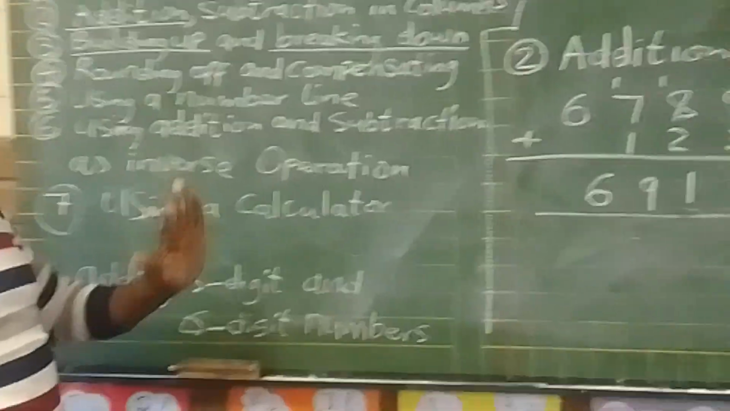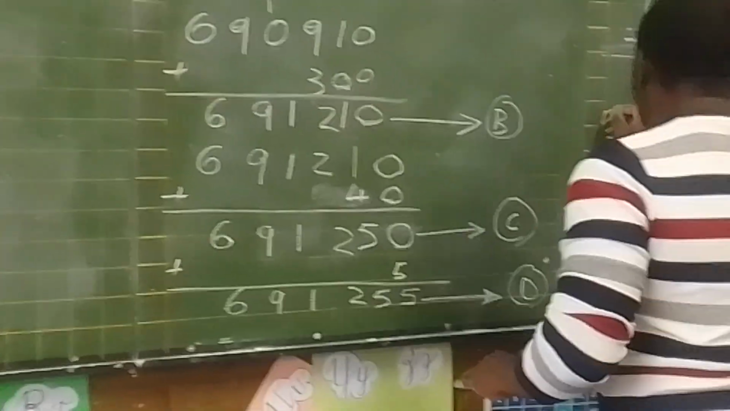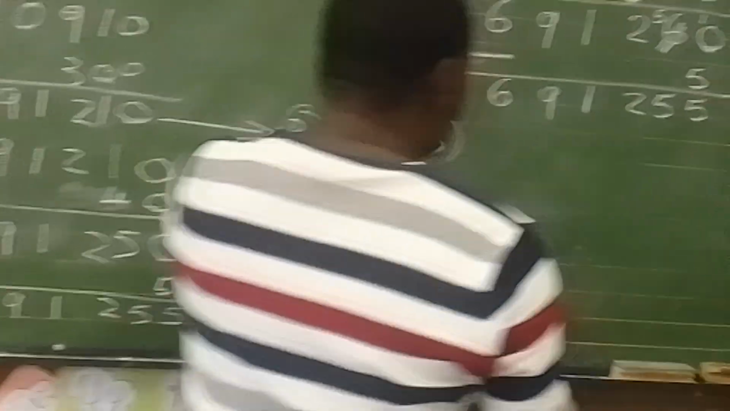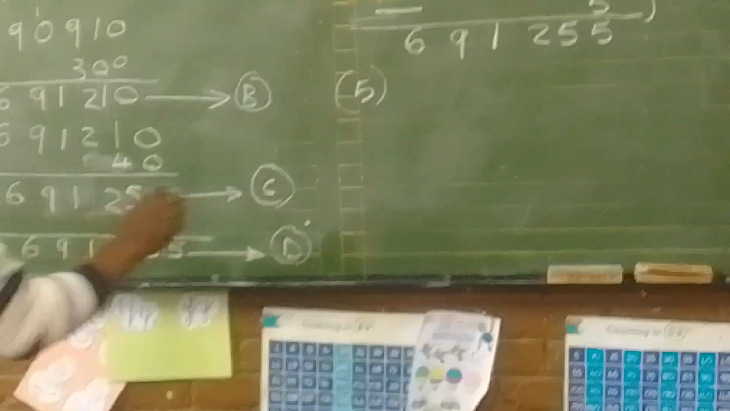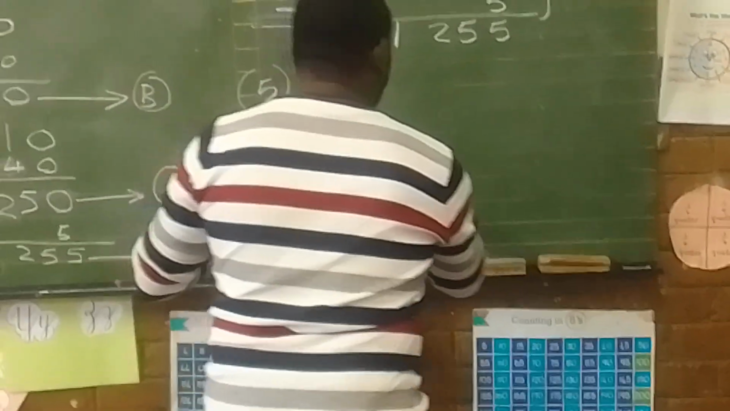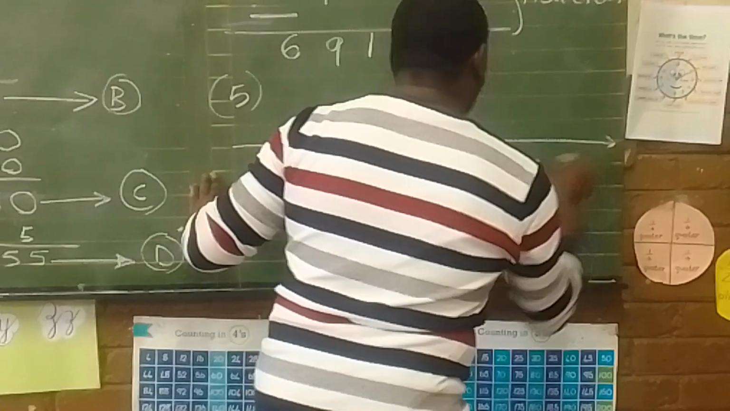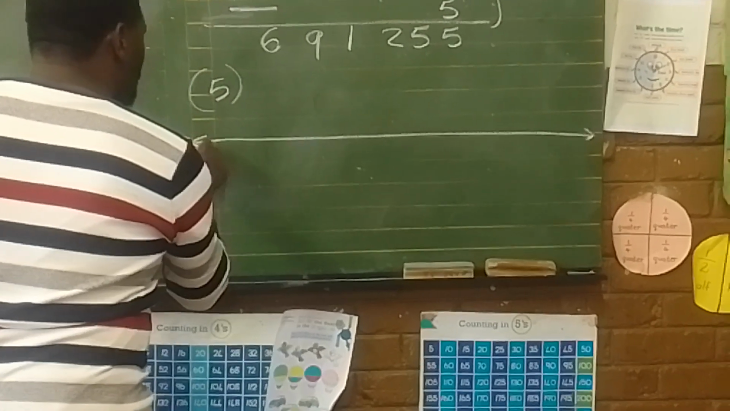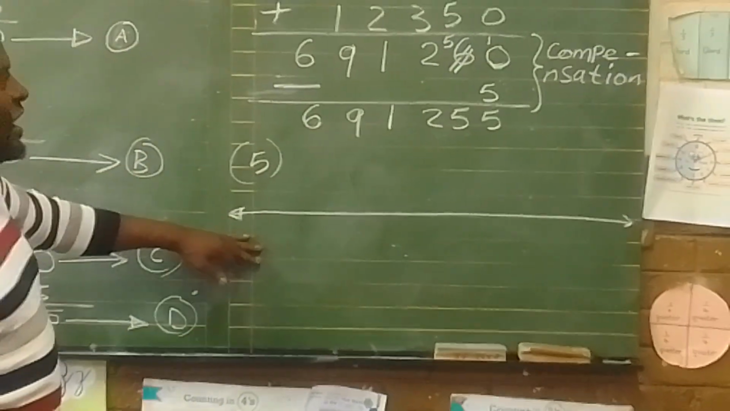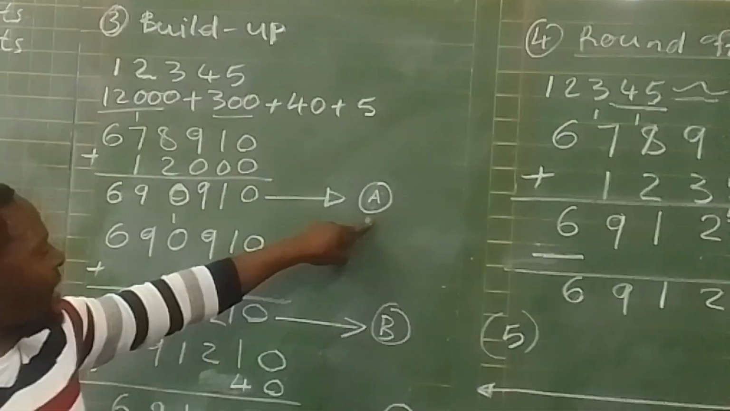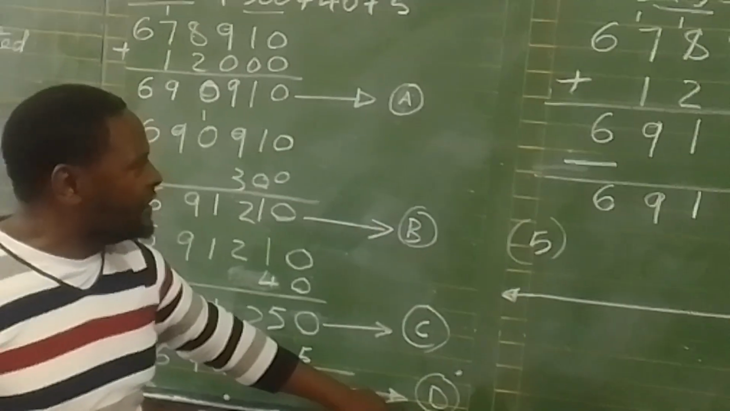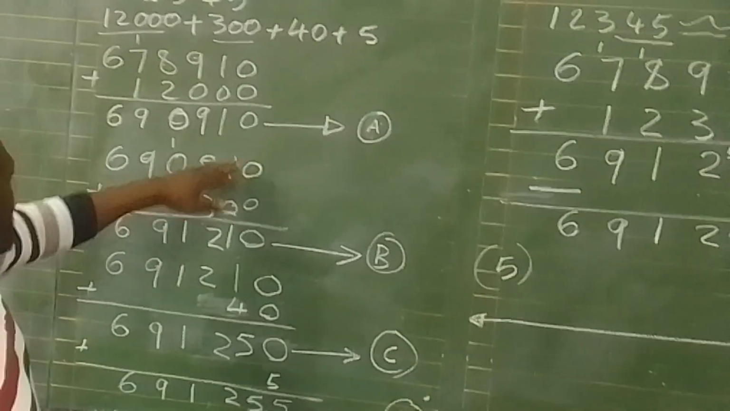Number 5, they say using a number line. Let us use a number line. Here is our number line. When you use a number line, our number line starts from where? Starts from here. If you can check. That is why I say A, B, C, D. You see?